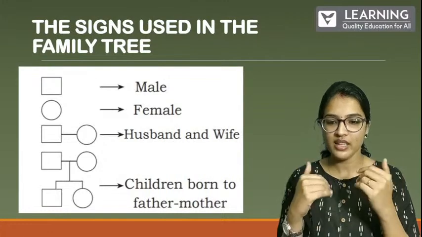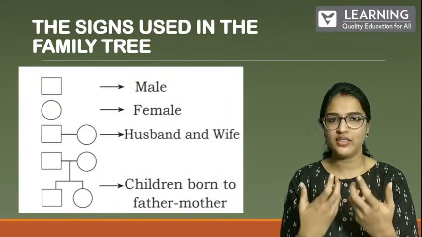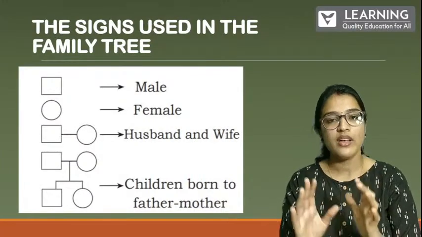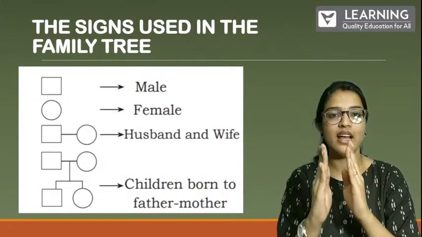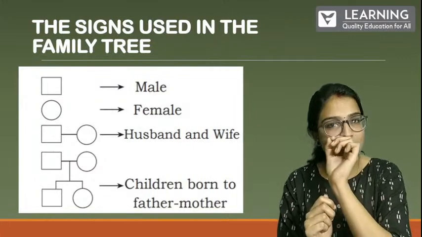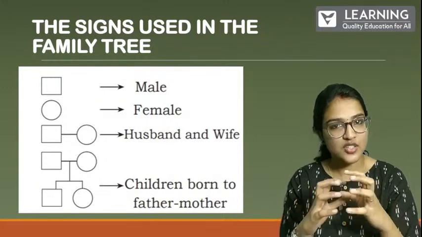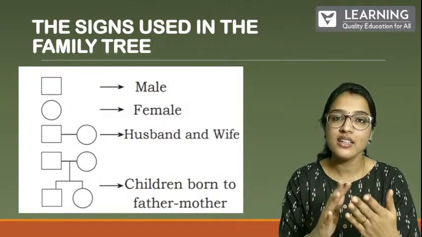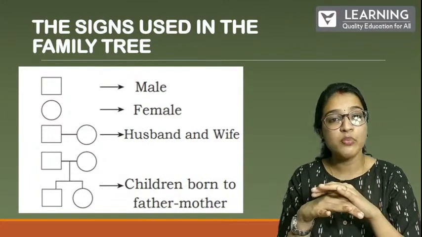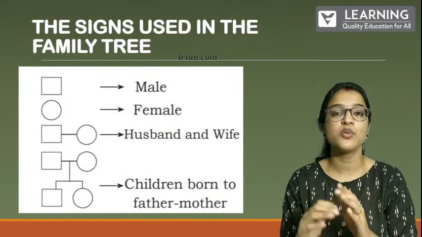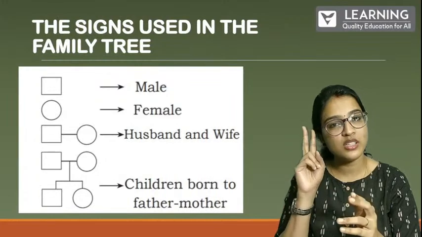Okay. Now the next one is children born to father and mother. So how will we represent children? Same way, first we need parents, right? So husband and wife. That means a square and a circle connected through a straight line. Now we'll draw a branch to it. Okay, so there come the children. If it is a boy and a girl, we'll be using both the signs, square as well as circle. If both the kids are boys, then we'll use a square, again a square. If both the kids are girls, then we'll be using two circles.